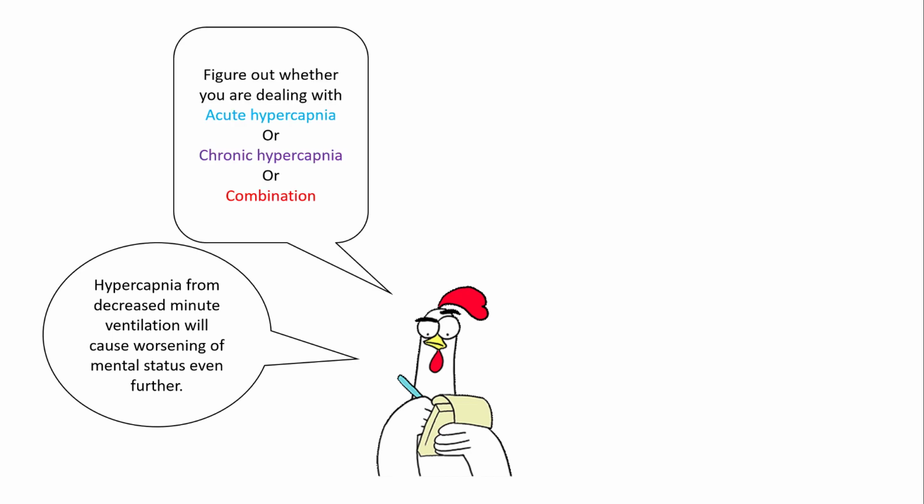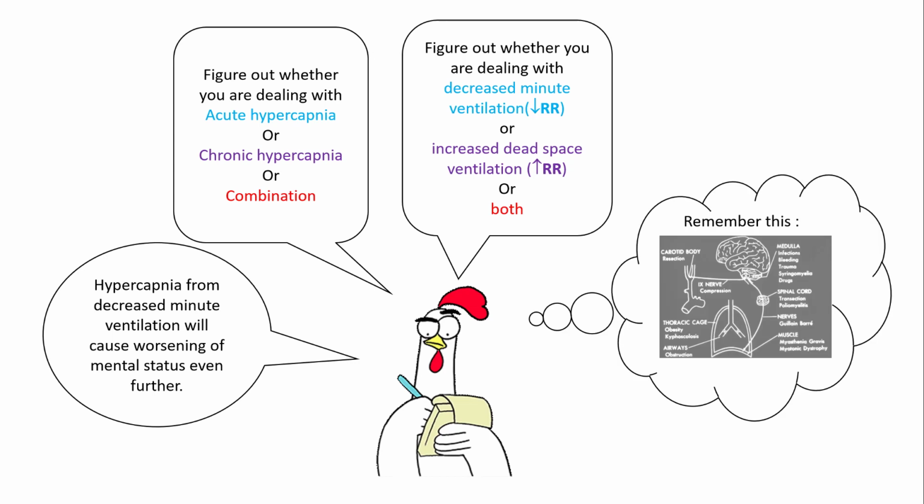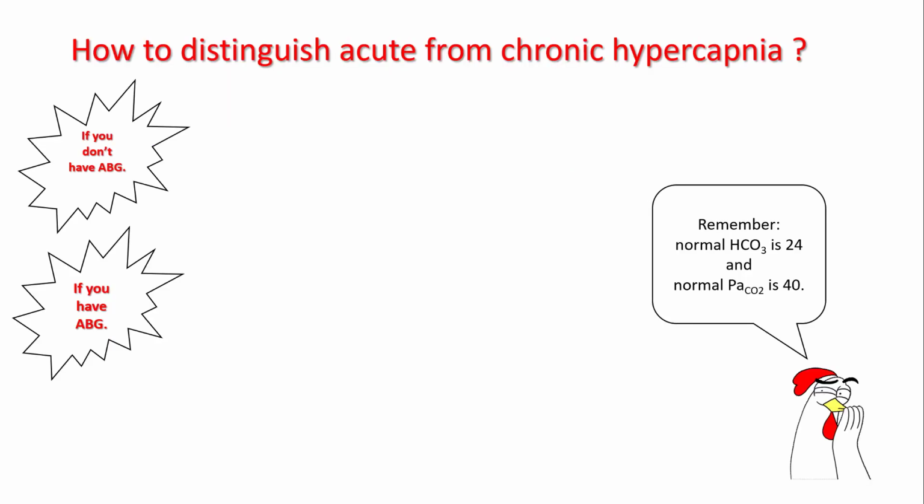Whenever you see such patients, try to figure out if you are dealing with acute or chronic hypercapnia or a combination. Figure out if you are dealing with decreased minute ventilation versus increased dead space ventilation, and always remember the differentials. So how do you distinguish acute from chronic hypercapnia?